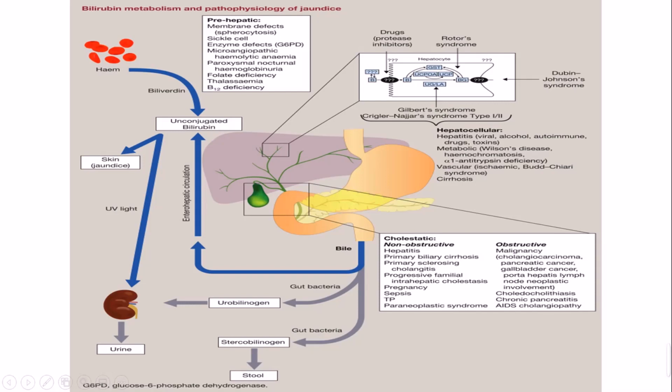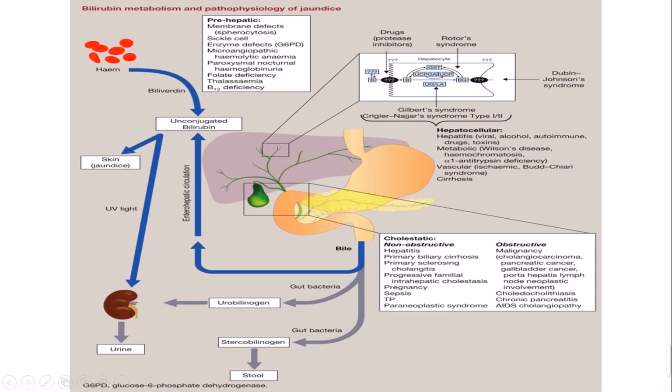The bacteria which are already present in your gut will be converting it into urobilinogen. If this urobilinogen is not converted into stercobilinogen, it will again be excreted through the kidney. But once it is converted into stercobilinogen, it will come out of your body in your stool. So this is how your extra bilirubin is removed from the body.